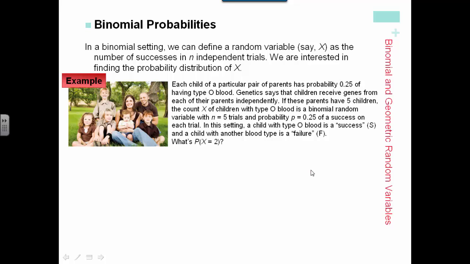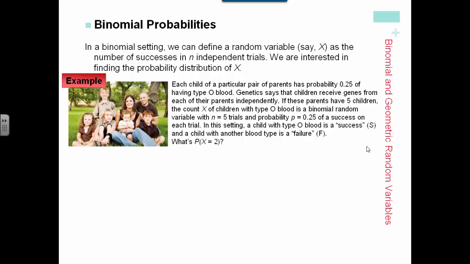In a binomial setting, we can define a random variable as the number of successes in n independent trials. We're interested in finding the probability distribution of X. Each child of a particular pair of parents has probability 0.25 of having type O blood. Genetics says children receive genes from each of their parents independently. If these parents have five children, the count X of children with type O blood is a binomial random variable with n equals 5 trials and probability p equals 0.25 of success in each trial. In this setting, a child with type O blood is a success and a child with another type is a failure.